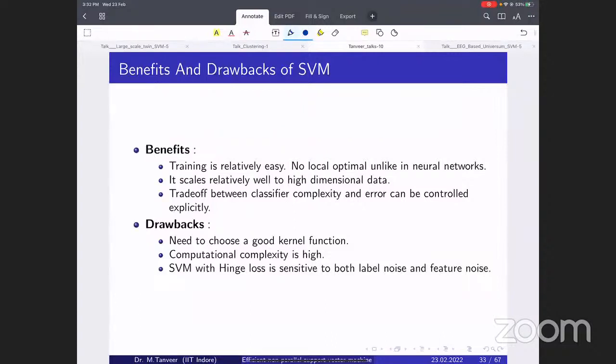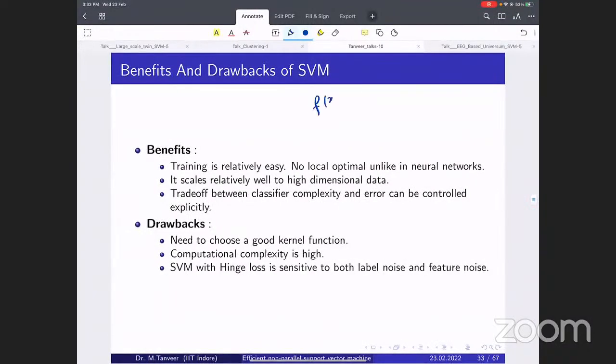So, there is some concern that choosing a good kernel function and the complexity is very high. So why is the complexity very high? You can see that we have an objective function subject to the constraint of two classes, meaning one constraint corresponding to +1 and another to -1.